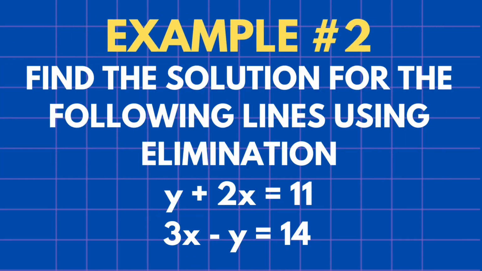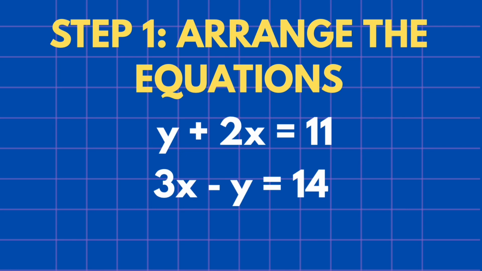Let's take a look at another example. Find the solution for the following lines using elimination. y plus 2x equals 11, and 3x minus y equals 14. Step 1. Arrange the equations. We can rearrange the equations to line up like terms.